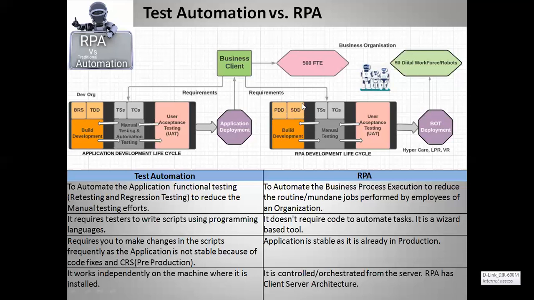And based on that, the RPA developers will prepare the SDD, that is the solution design document, describing how the solution is going to be built for a given process. Once the SDD is prepared, bot development will start. Like in the application development lifecycle, developers will develop the bot and testers will test the bot.